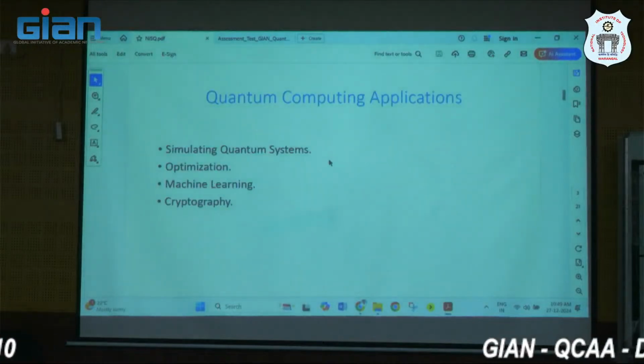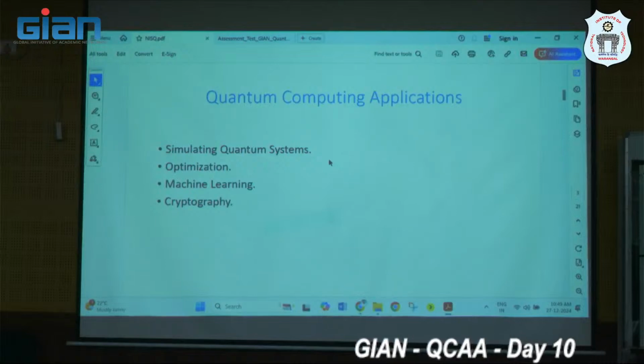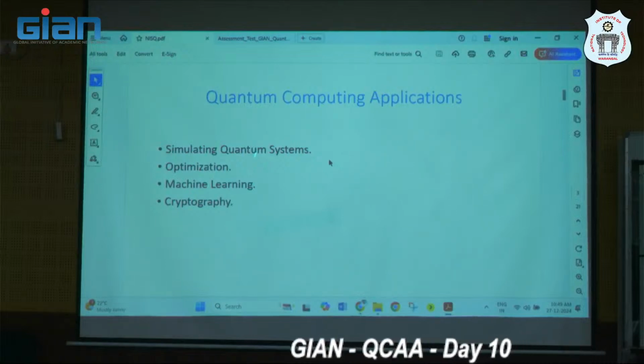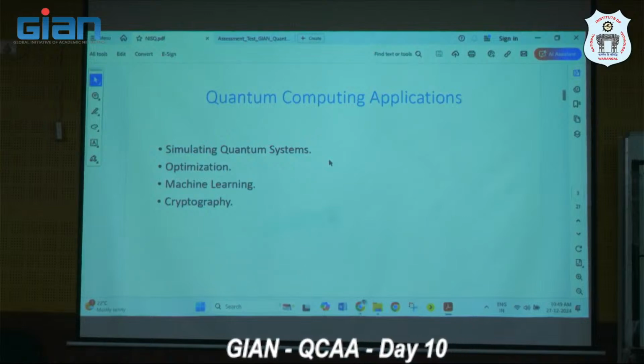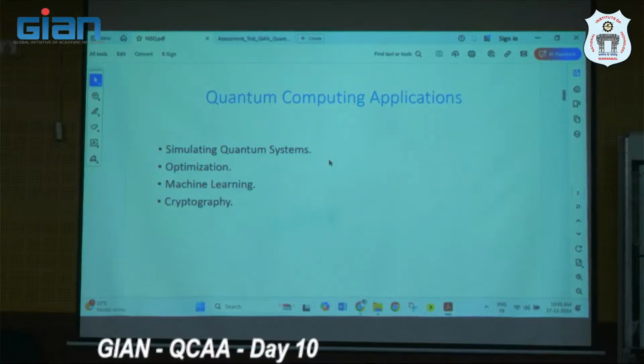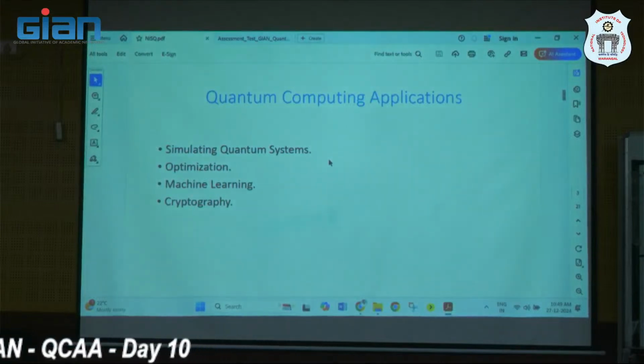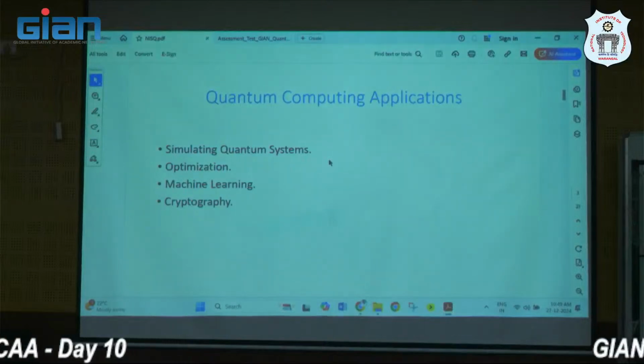Now, what are the quantum computing applications that people are trying to explore? One is simulating quantum systems. What does that mean? We'll see. Optimization, machine learning, cryptography. Okay, different domains in which people are trying to look for quantum computing applications.